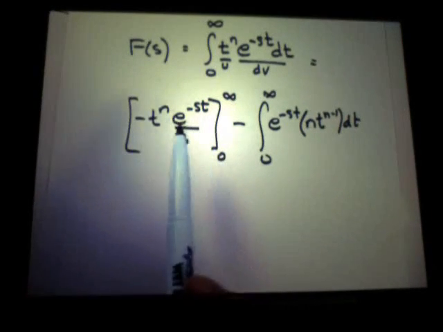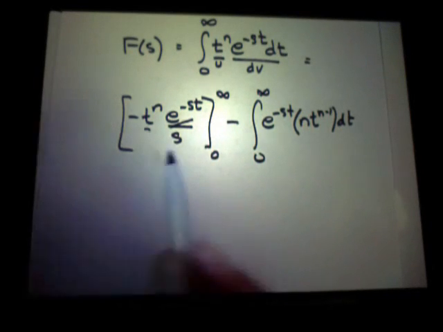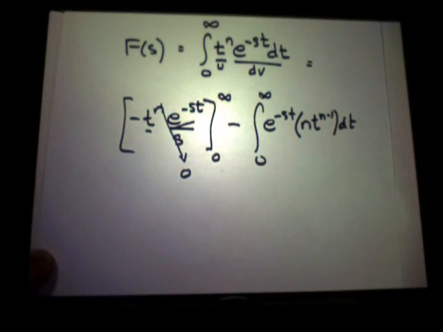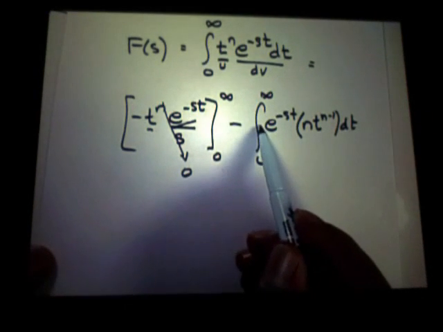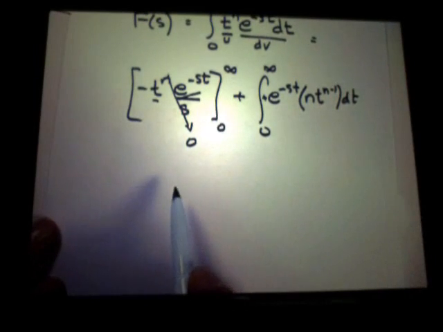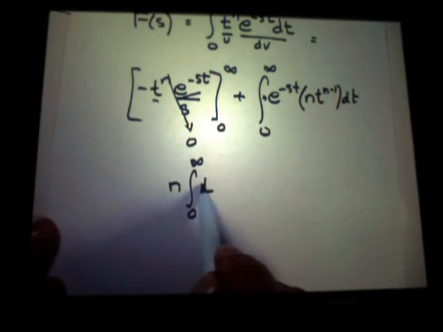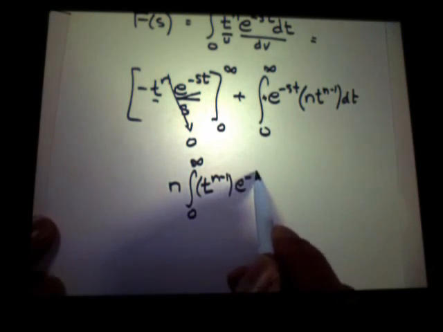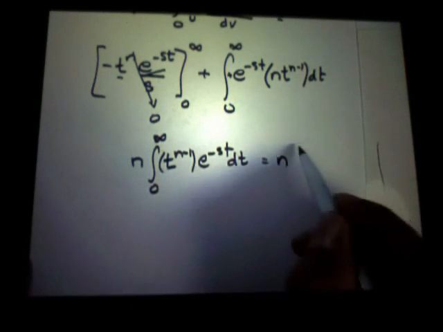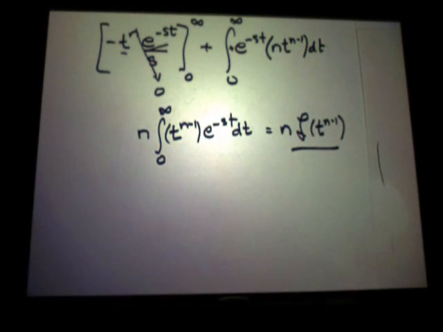Plus, here's another L'Hopital problem. This one is the nth power, but the exponential still kills it. So that goes to 0. Up at infinity and at 0, it really kills it at the bottom. So no contribution from that. There should have been another minus sign here, so once again, it's plus. And so now I get n times the integral from 0 to infinity of t to the n minus 1 e to the minus st dt, which is n times the Laplace transform of t to the n minus 1. That's the recursion I'm looking for.